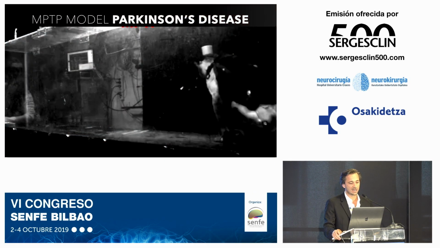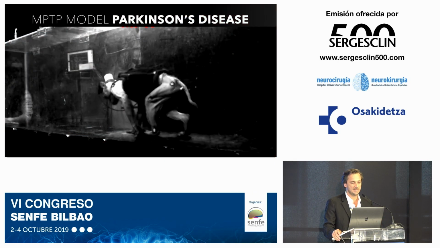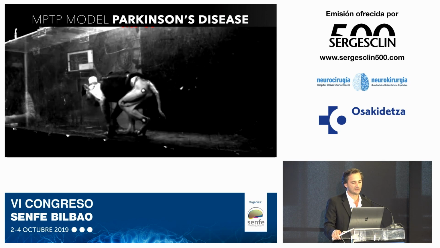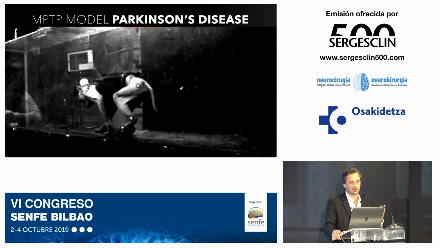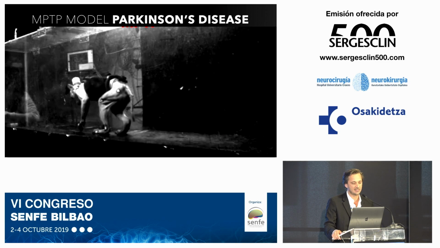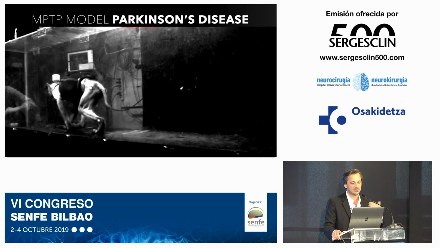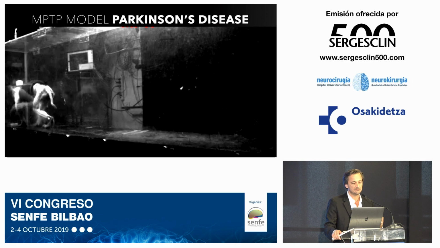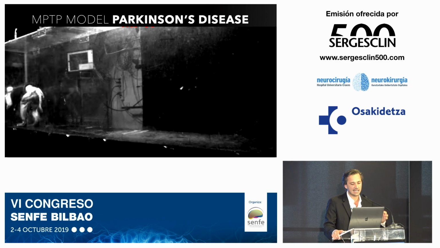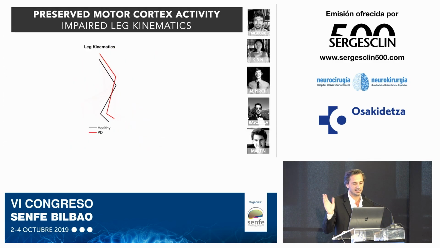So, in primates, you have this MPTP model of Parkinson's disease that really replicates the key hallmarks of gait disorder in Parkinson's disease. So you see this freezing, bradykinesia, and if we analyze the kinematics precisely, you will see these short steps, low step height, and this very slow movement, right? This is a monkey before and after the MPTP treatment.